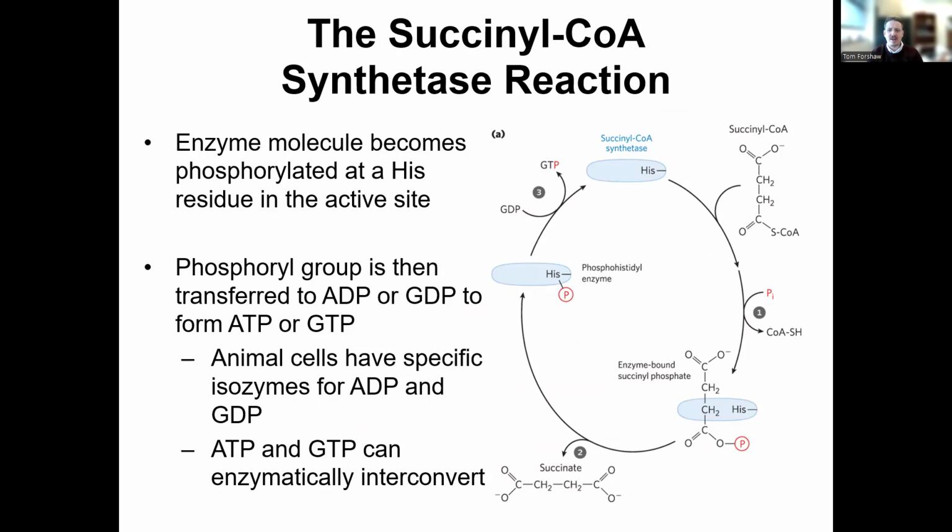If we look at the reaction, the succinyl CoA binds first of all, and you get the reaction. Let's move away from that. The main thing is that you generate this phosphorylated histidine. This is the bit that I'm really interested in because phosphorylated histidines are unusual and rare. That's the main thing I want to talk about.